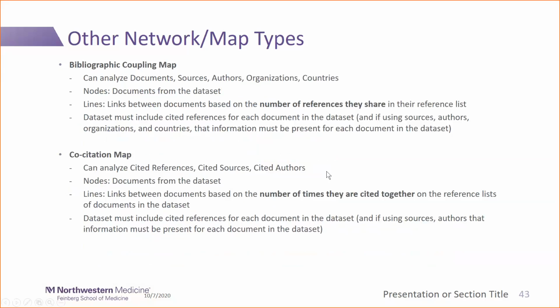Bibliographic coupling map: again, it can analyze documents, sources, authors, organizations, countries. The nodes are going to be documents from that data set if you're analyzing the documents, and then the lines are going to be links between documents based on the number of references they share in their reference list. Co-citation map: you can analyze cited references, cited sources, cited authors. Those nodes are going to be documents from the data set, and then the lines are going to link documents based on the number of times they're cited together on those reference lists.